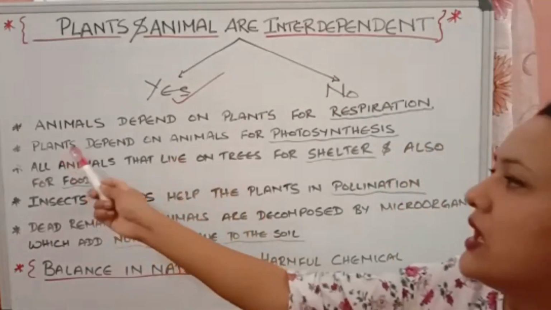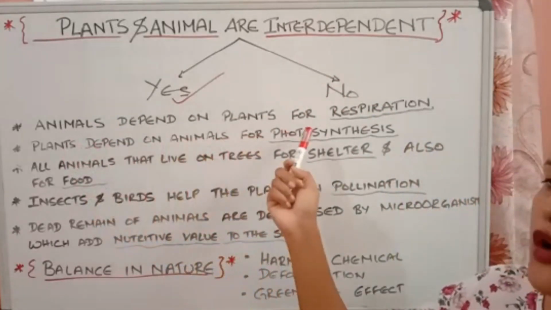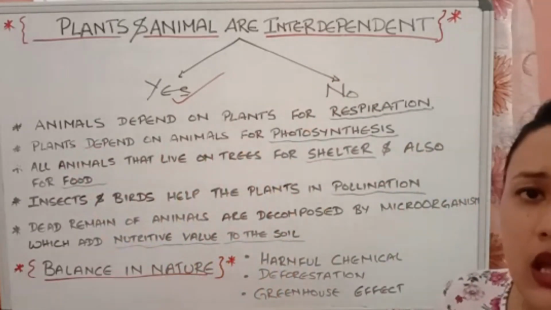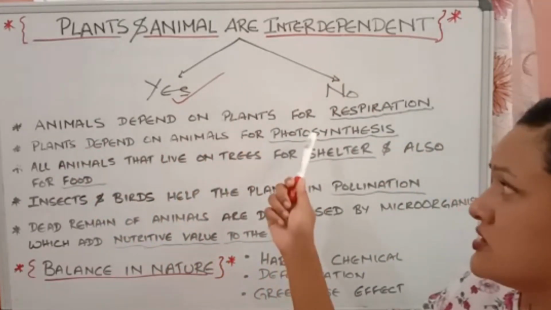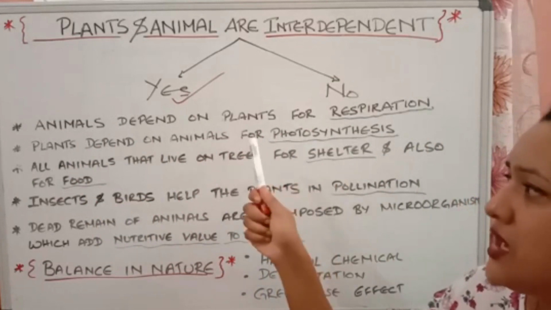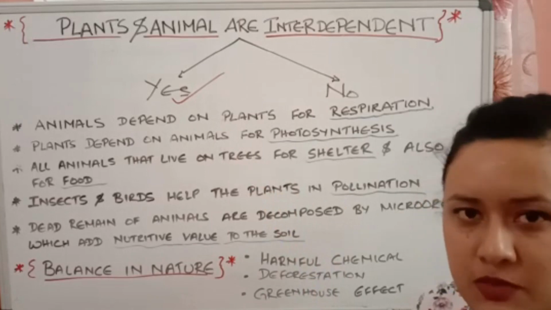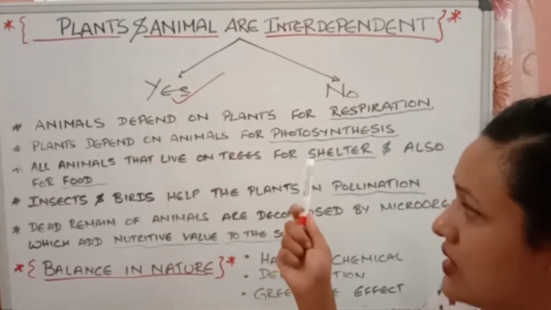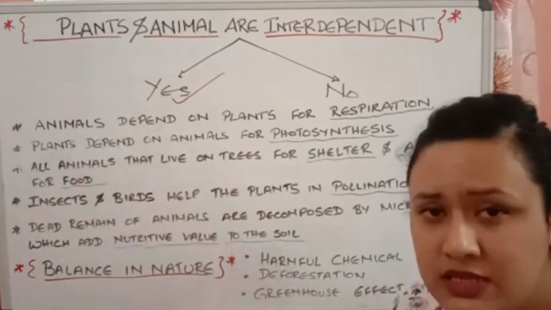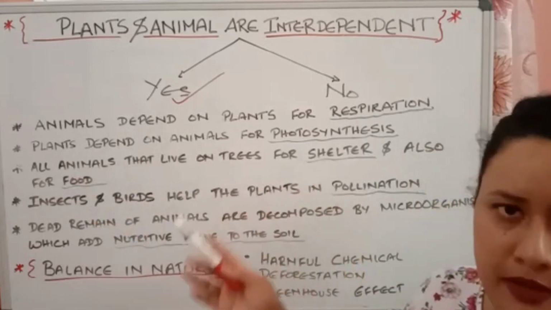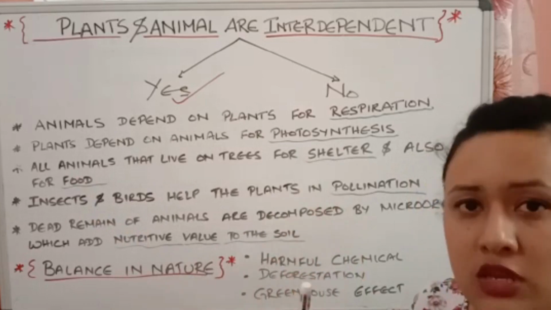Next point is plants depend on animals for photosynthesis. Plants utilize carbon dioxide in this process called photosynthesis. That carbon dioxide is released out by the animals during respiration. You all know that. So that carbon dioxide is utilized by the plant in the process of photosynthesis. So that is how they are depending upon each other. So two points you came to know.